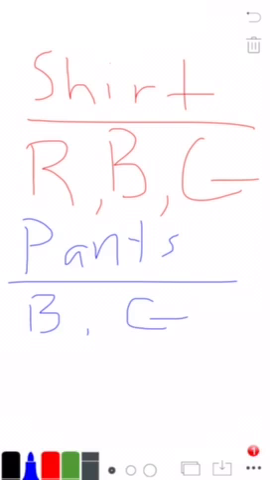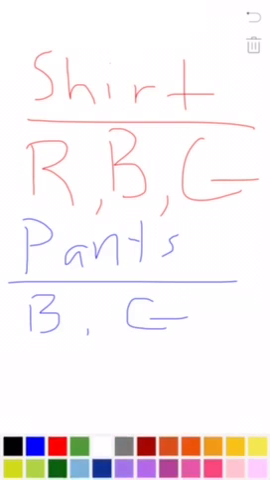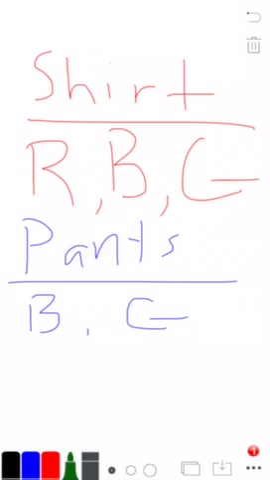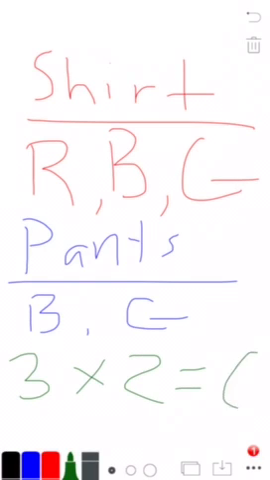Well, I've got 1, 2, 3 shirt colors. So I'm going to do 3 times, and then 2 pants colors. So 3 times 2. My answer is 6. So with those shirt colors and those pant colors, I could have 6 different combinations of one shirt and one pair of pants.